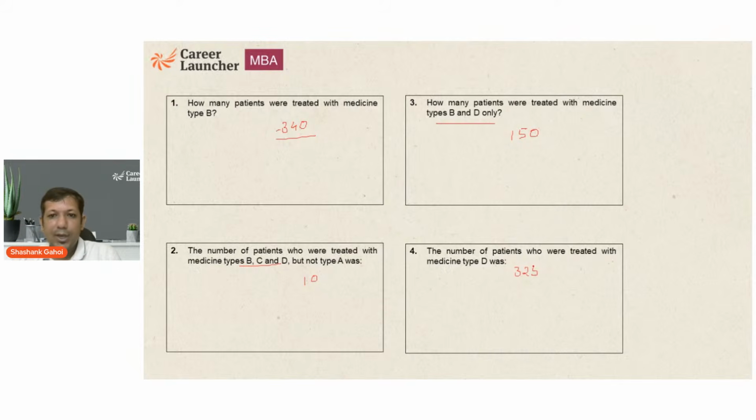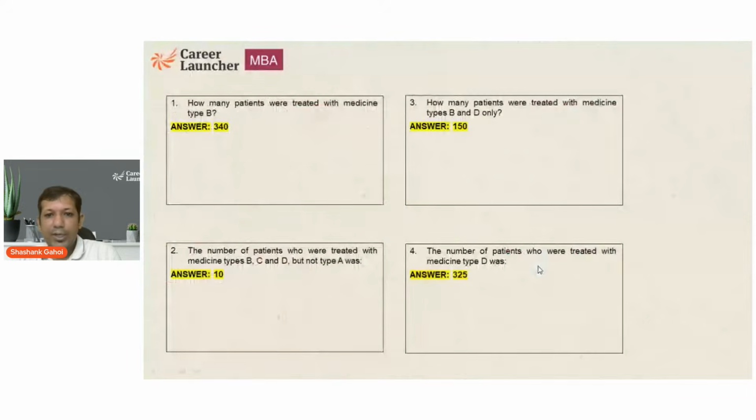And this is how we can get the answer. Now let's check the answer. So 340, 10, 150 and 325. So whenever you get a set of Venn diagrams, specifically a set of 4, remember this, always try to solve the set, because these kinds of sets have always been easier.